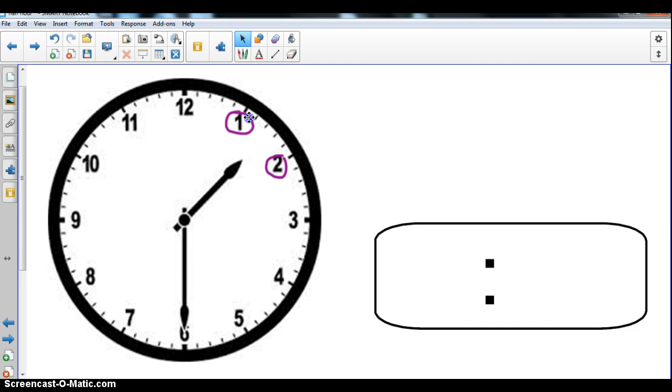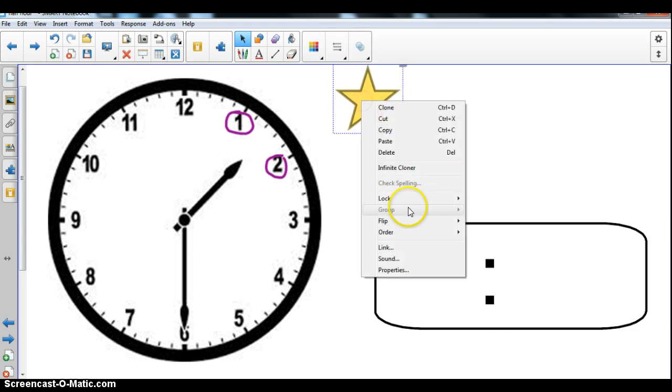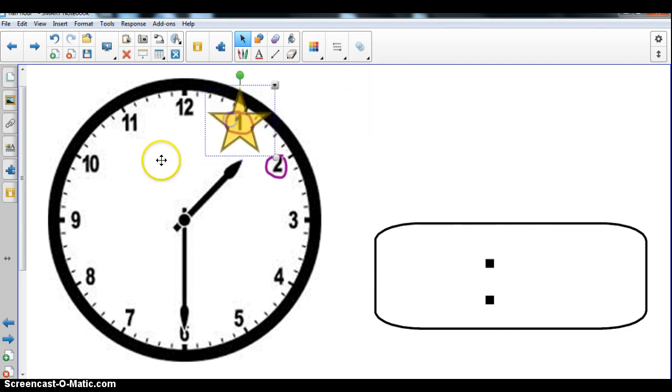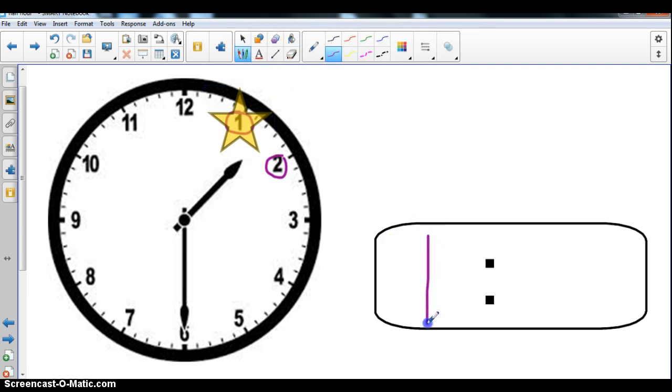If you said 1 was the hour that you said, you are correct. The hour is 1, and anytime that long hand points to the 6, we say 30. So the time, if you wrote 1:30, you were correct.